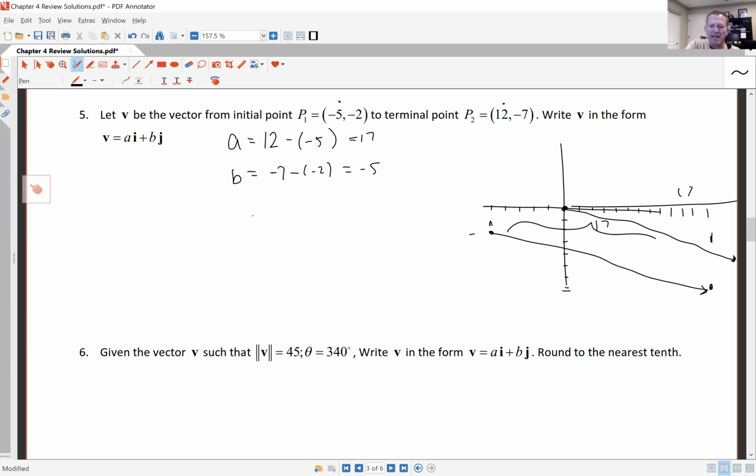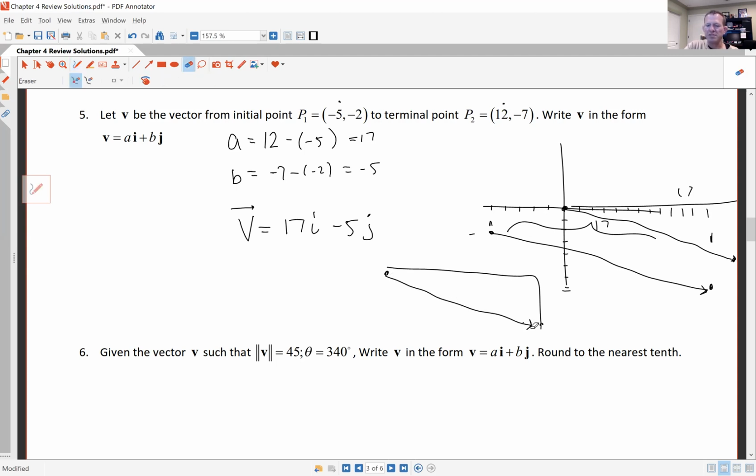So the vector v then is 17 units to the right of the origin and 5 units down from the origin, 17i minus 5j. So remember, any vector that has a starting point and an ending point that maintains that same out 17 and down 5, they're said to all be equivalent vectors. The one that we always use, though, is the one that has the starting point of the origin and goes to the right 17 and down 5.